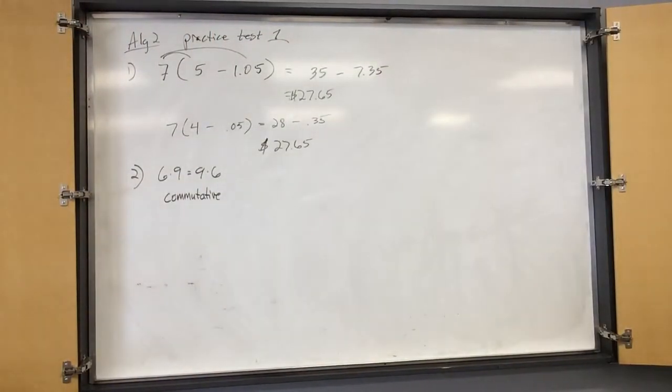It's just commutative, but it says property of. Do you have to add the of? You could, yeah, property of multiplication, but I understand what you mean if you just say commutative. Okay. So don't stress about that. 35 minus 7.